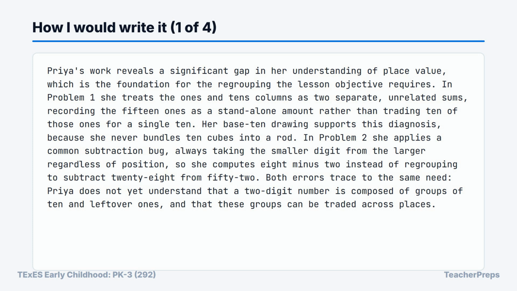In Problem 2, she applies a common subtraction bug, always taking the smaller digit from the larger regardless of position. So she computes 8 minus 2 instead of regrouping to subtract 28 from 52. Both errors trace to the same need. PRIA does not yet understand that a two-digit number is composed of groups of 10 and leftover ones, and that these groups can be traded across places.